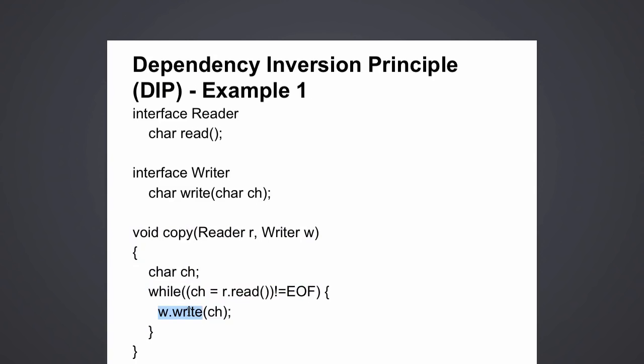So this is basically the dependency inversion principle, where you actually try and depend on a lot of interfaces, try and depend on a lot of abstract stuff. So try and depend on abstractions rather than concrete stuff as much as possible.